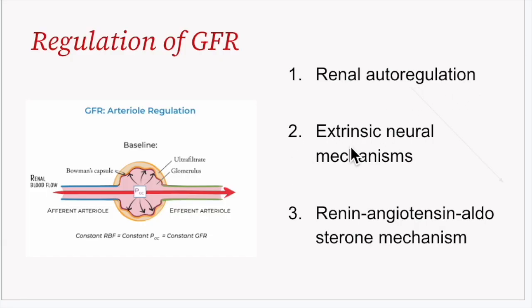And then we have extrinsic neural mechanisms, things that adjust blood pressure. Stress can affect GFR, all those autonomic nervous system things that we've talked about in 217. And then we have the renin-angiotensin-aldosterone mechanism. And remember, renin is released by the kidneys when the kidneys are exposed to increases in systemic blood pressure. Okay, so those are the three ways we regulate the glomerular filtration rate.